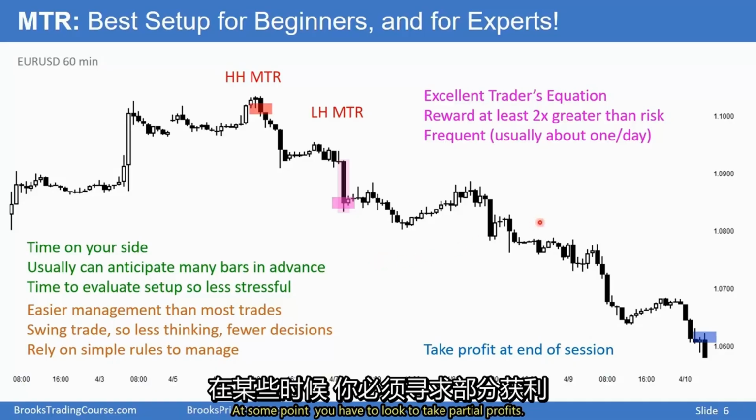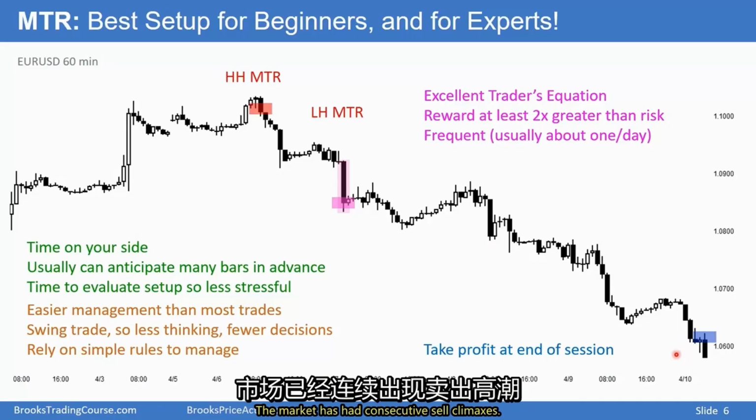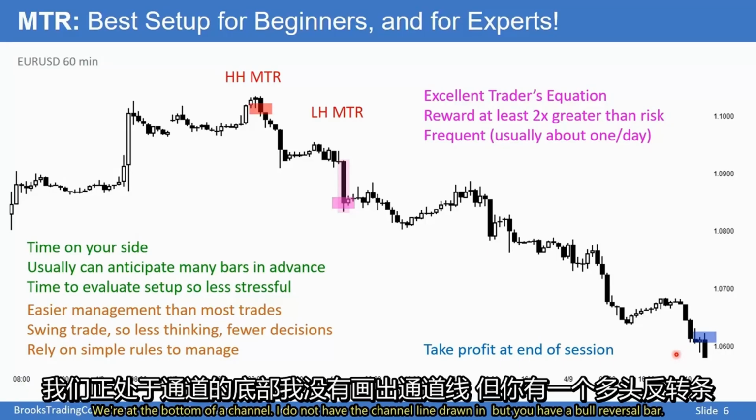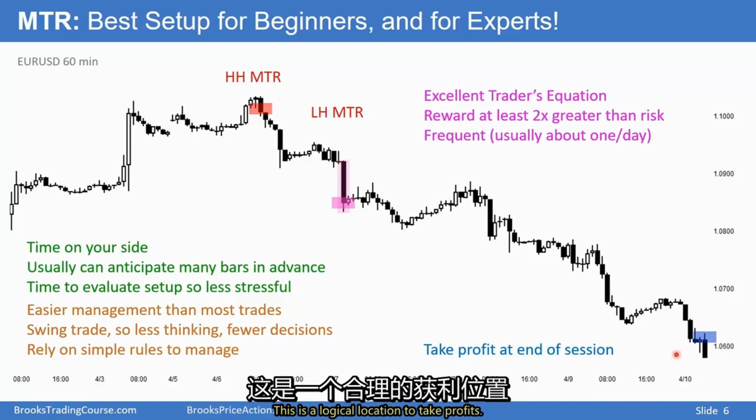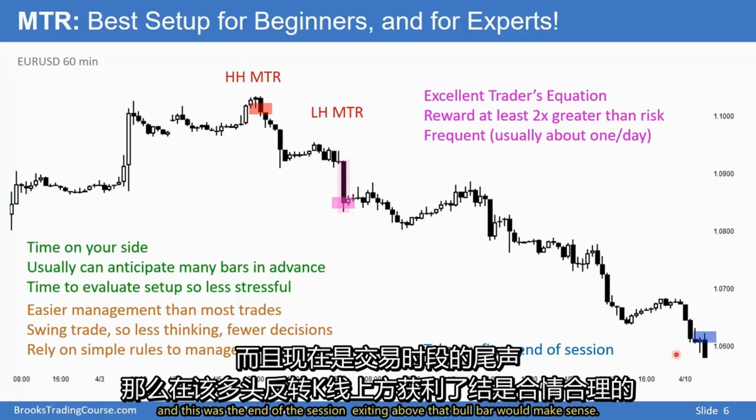At some point, you have to look to take partial profits. This is a 60-minute chart. The market has had consecutive sell climaxes. We're at the bottom of a channel. I do not have the channel line drawn in, but you have a bull reversal bar. This is a logical location to take profits. If this was a 5-minute chart and this was the end of the session, exiting above that bull bar would make sense.